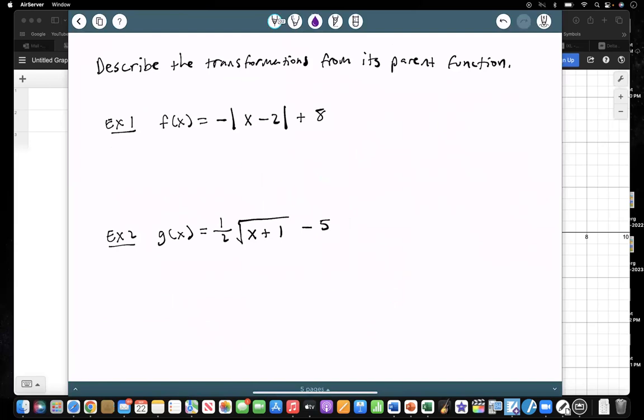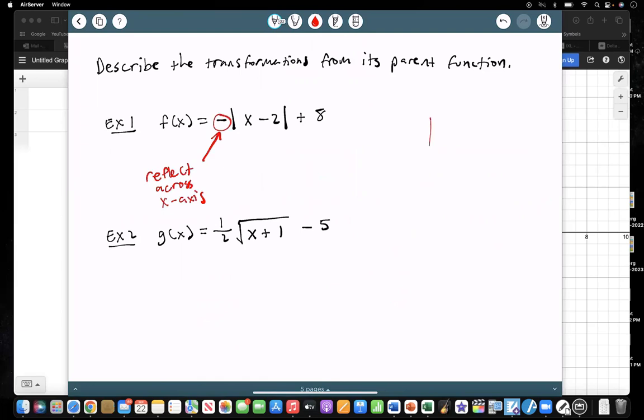All right, let's look at a few examples here just to start describing, and then we'll look at some equations on our own. So for the first one, we just want to describe the transformations that are happening here. Okay, so first thing I notice is that we have a negative in front, right? So if you remember, a negative is going to reflect it across the x-axis.